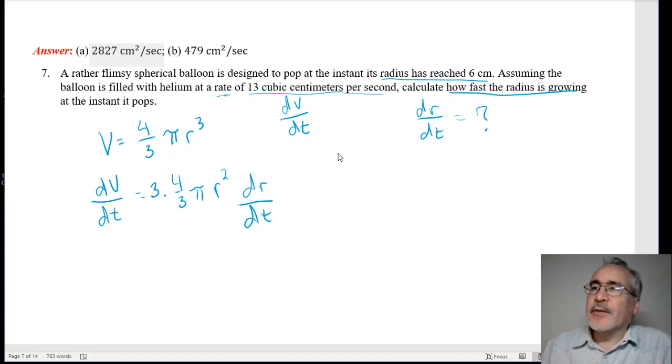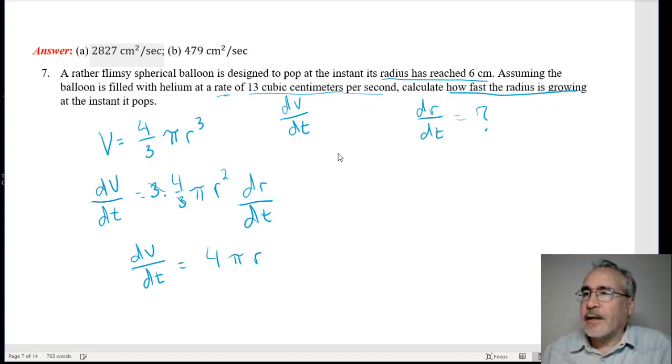Okay, so the 3's will cancel, so dV dt is equal to 4 pi r squared dr dt.